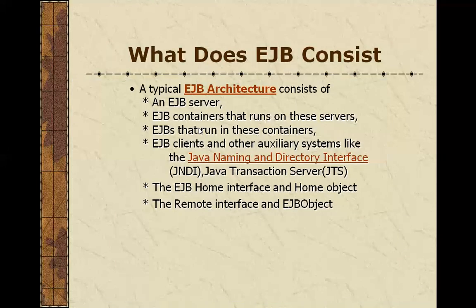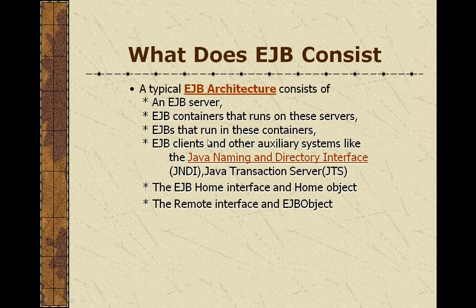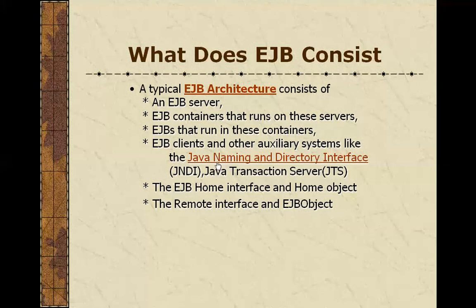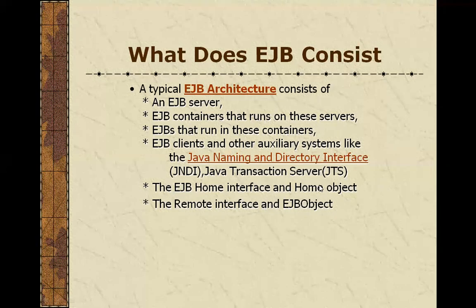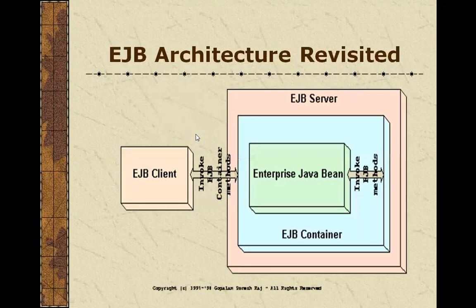Now a typical EJB architecture consists of the EJB server, containers that run on the servers, EJBs that run on these containers, EJB clients and other auxiliary services like JNDI, the Java Naming and Directory Interface, Java transaction services, the EJB home interface, remote interface and EJB object.